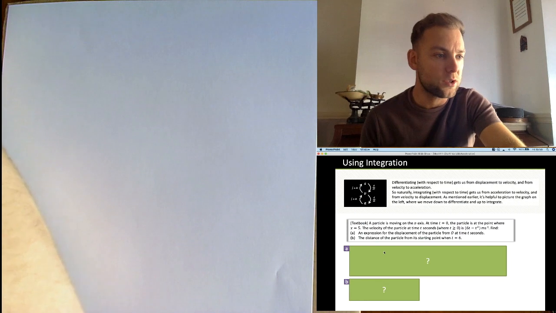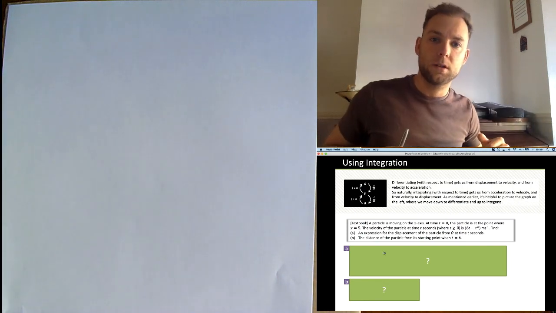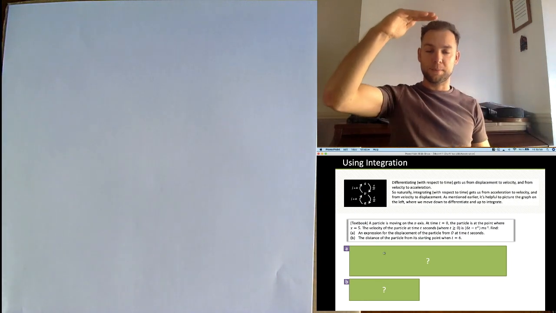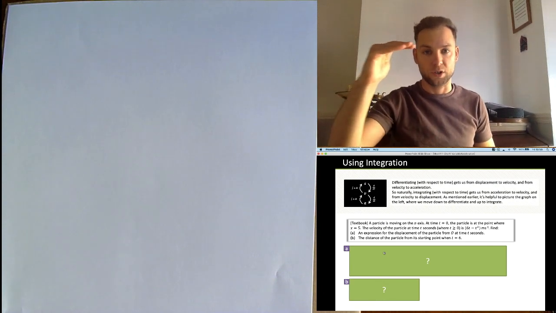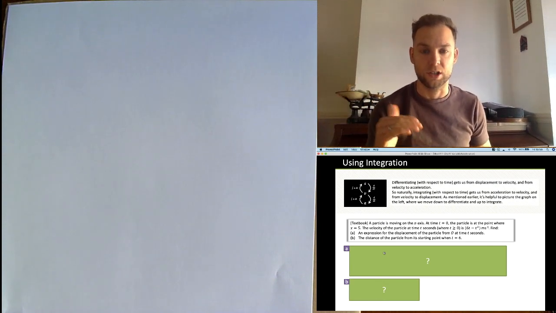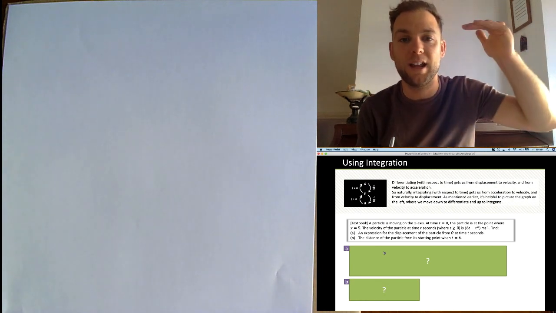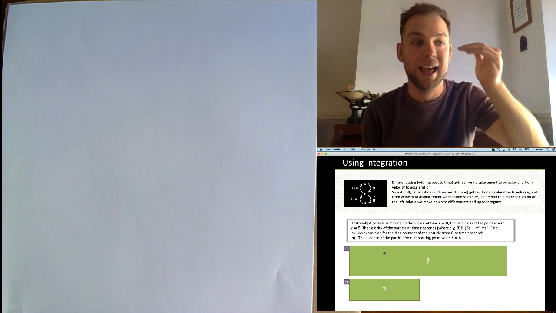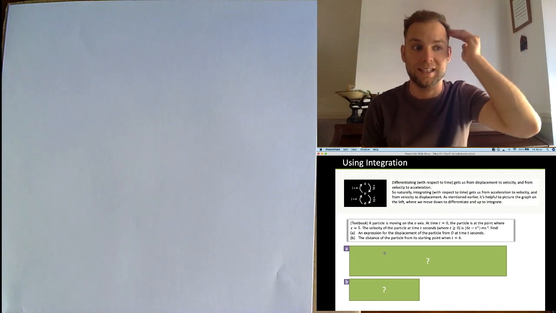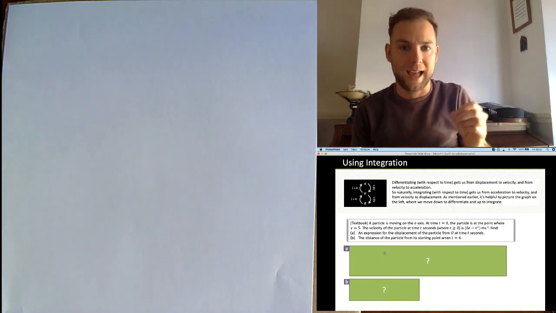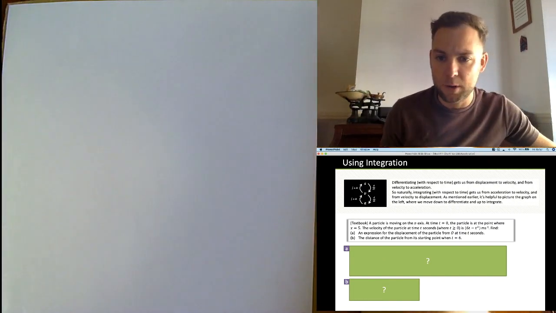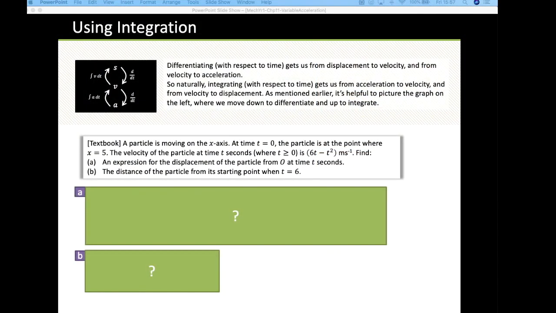So we've looked at the fact that if we've got displacement, we can differentiate to get to velocity, and we can differentiate again to get acceleration. But now we're going to be working backwards. So we're going to be integrating the acceleration to get the velocity and integrating the velocity to get the displacement. Now, with this one here, I'll show you that. I'll make this picture big for you so you can see it.